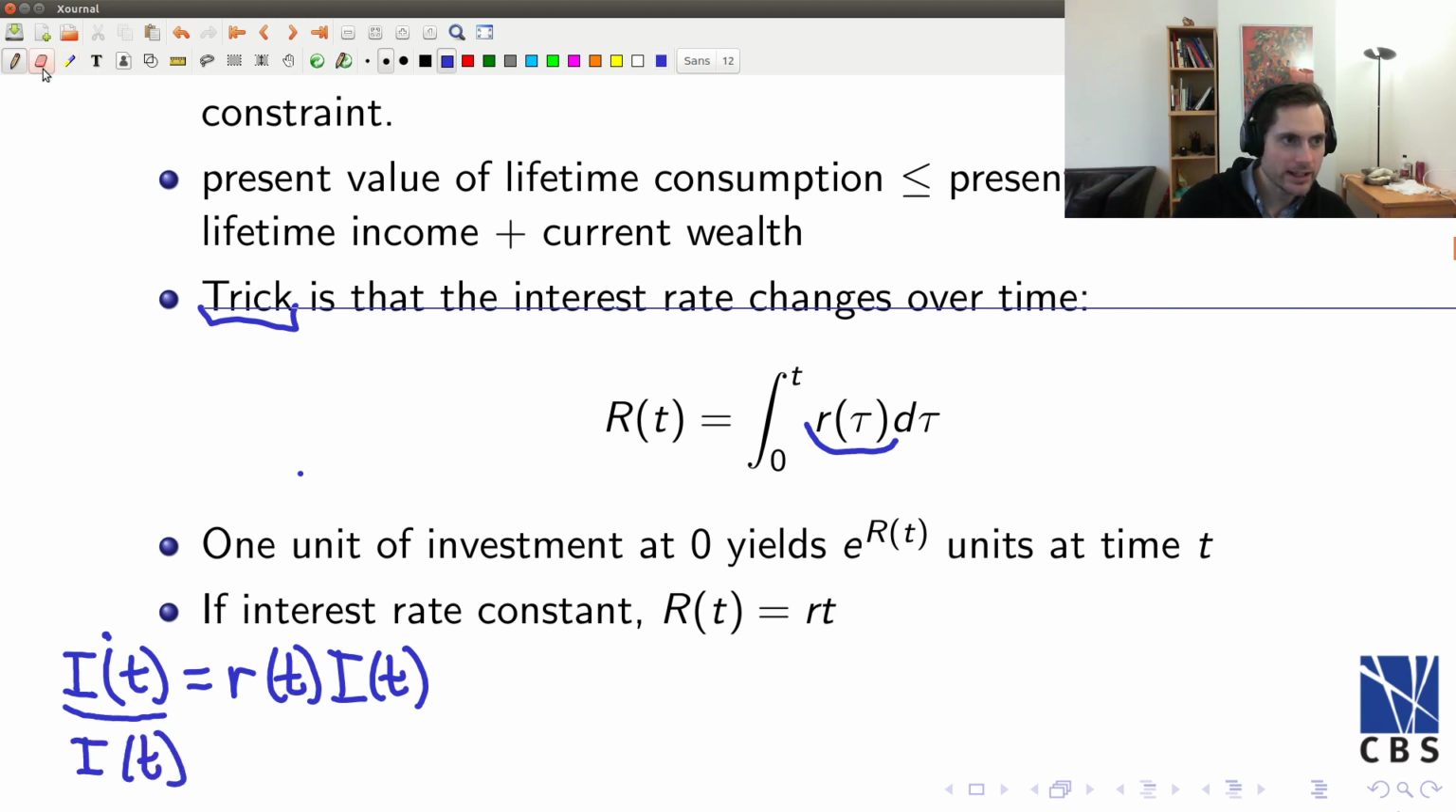And I'll erase this guy. Oh, it's got a text.